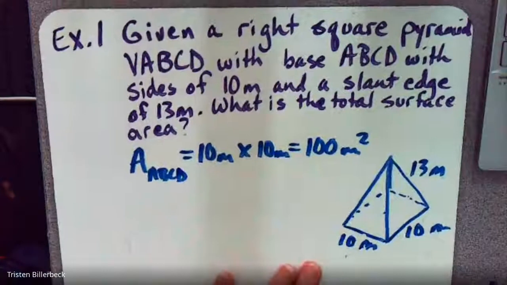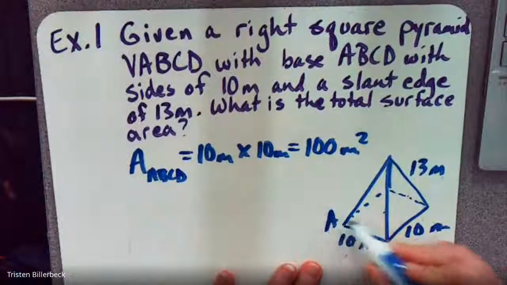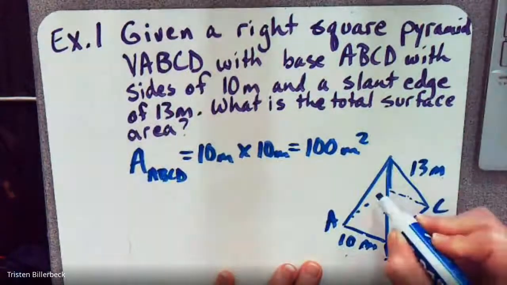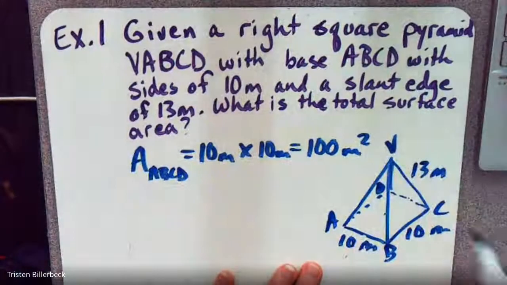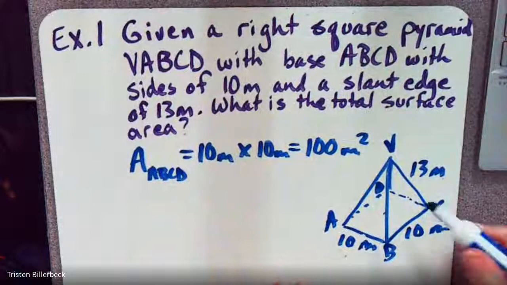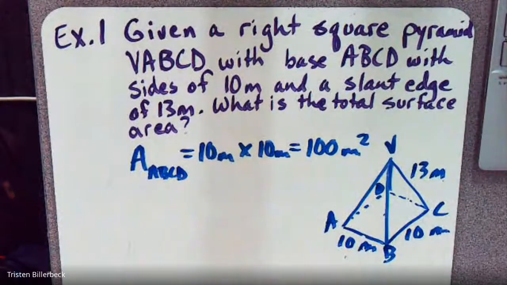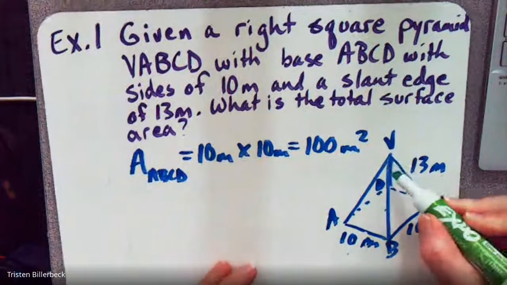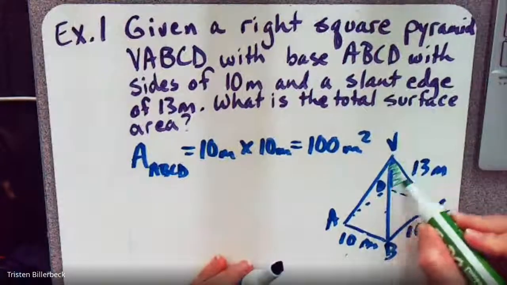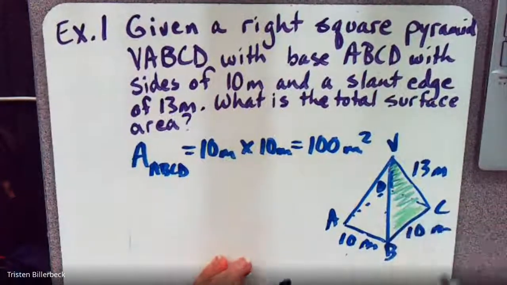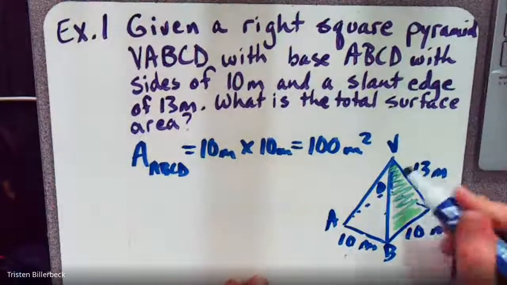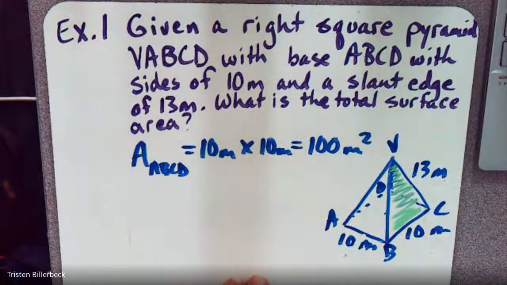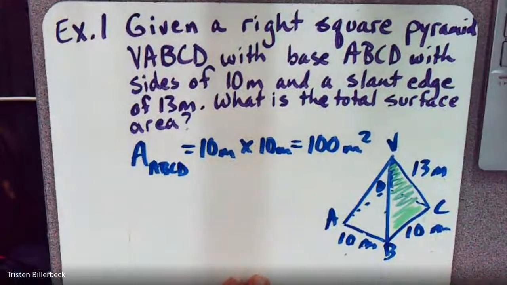Okay, so that one's easy, but now we have this is A, B, C, D, and then V, the vertex or the apex is up there. So now we need to find the lateral area, the surface area of the side triangles. Now there's 4 of them. So if we find one, we can find the other 3. So let's go take this apart then.